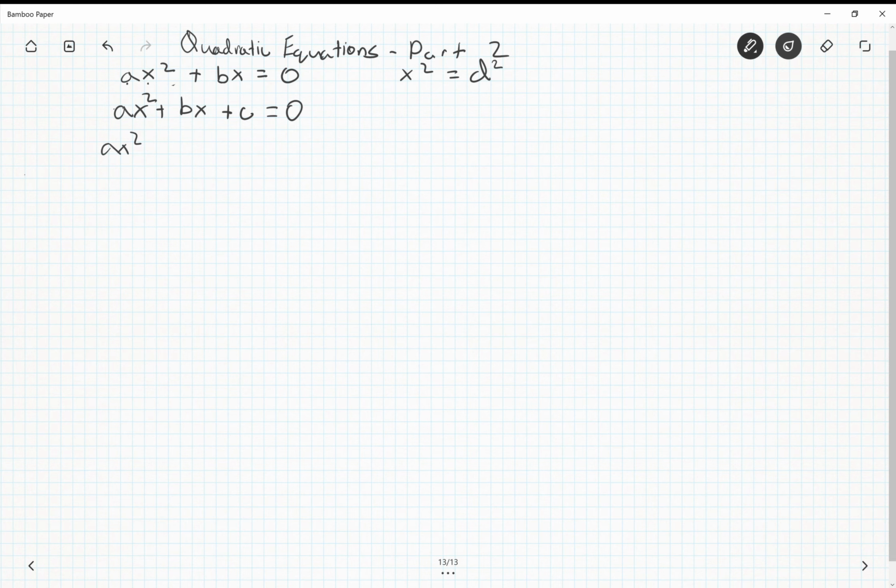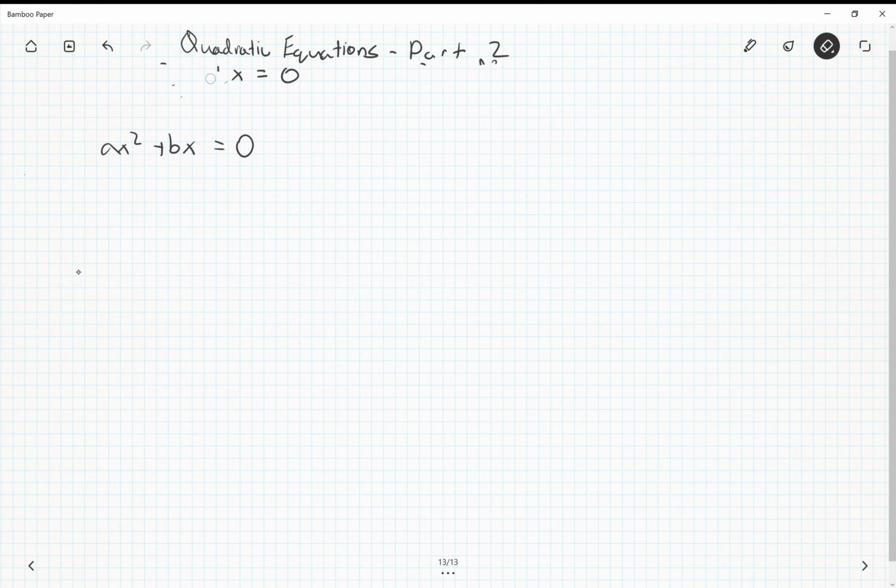Well, today we'll be covering two new quadratic equations. The first one will be ax squared plus bx equals 0, while the second one would be x squared minus d squared equals 0, which can also be said x squared equals d squared. So you can put it both ways. Okay, to start off, we'll start with ax squared plus bx equals 0.